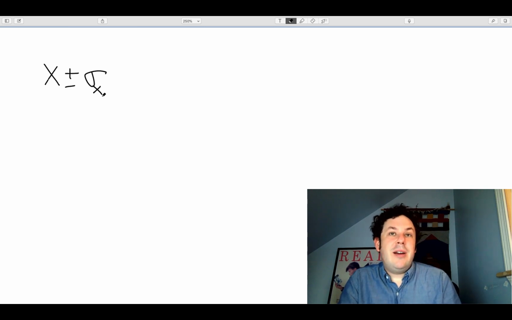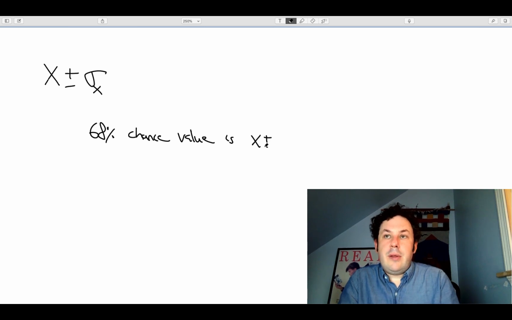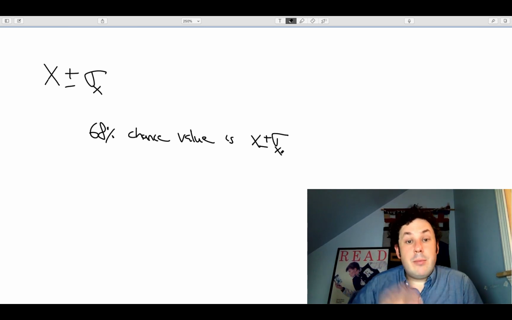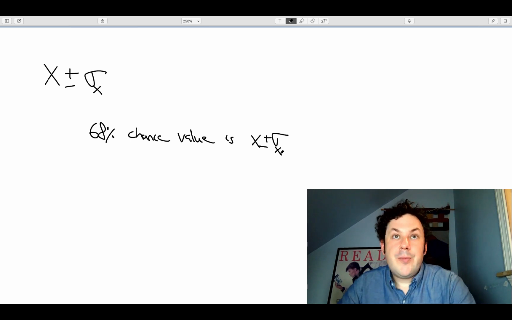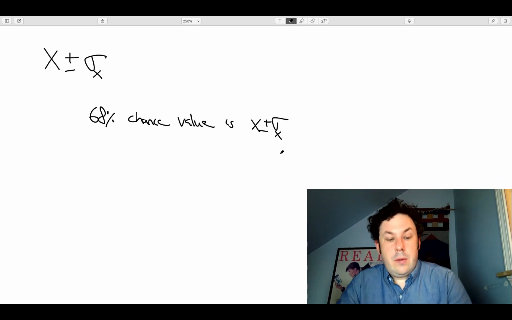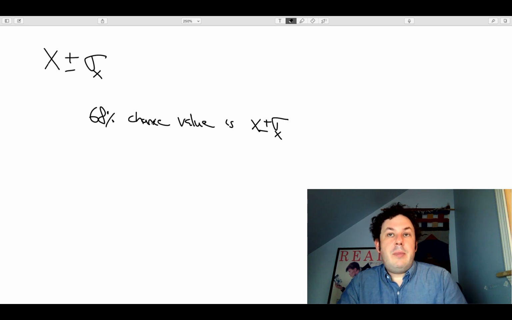So we have some sigma here, and this is the uncertainty, and you have x plus or minus some uncertainty. What this is really saying is that there's a 68% chance my value is x plus or minus sigma x. So I didn't prove that to you. I'm just kind of telling you off the top here. And this has to do with what the normal distribution looks like, and we won't get in the weeds of that right now. So this is a 68% chance the true value is found within this range.